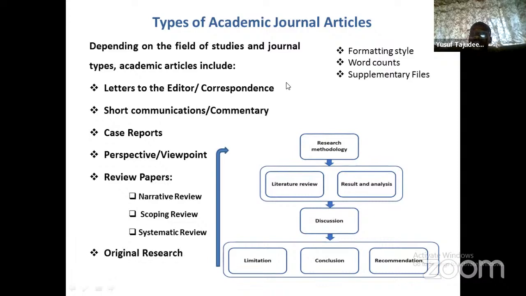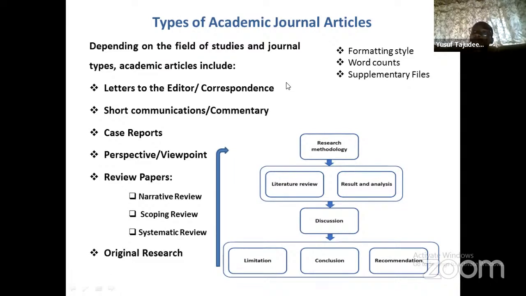Letters to the editor are very short, usually 500 to 1,000 words, though it depends on the journal type, but it is a very short and insightful write-up.